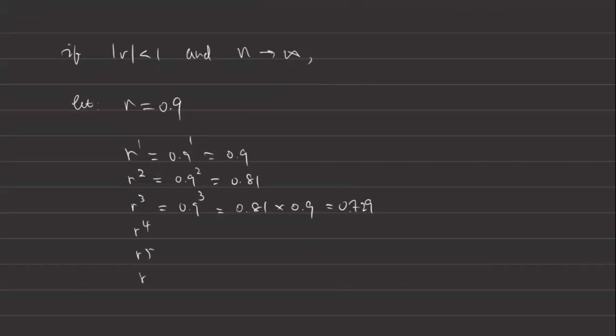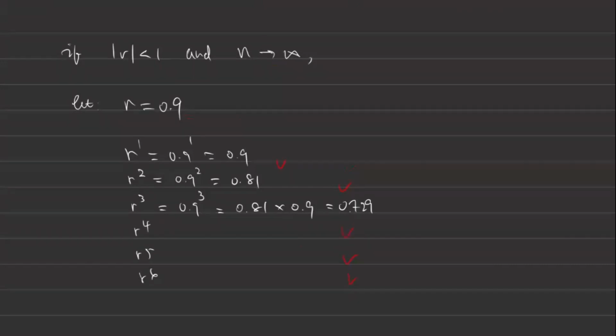R4, R5, R6, I may not know the value off the top of my head, but what I do know is this number keeps getting smaller, right? 0.9 is going to be bigger than 0.81. 0.81 is going to be bigger than 0.729, and so on and so forth. This number keeps getting smaller.